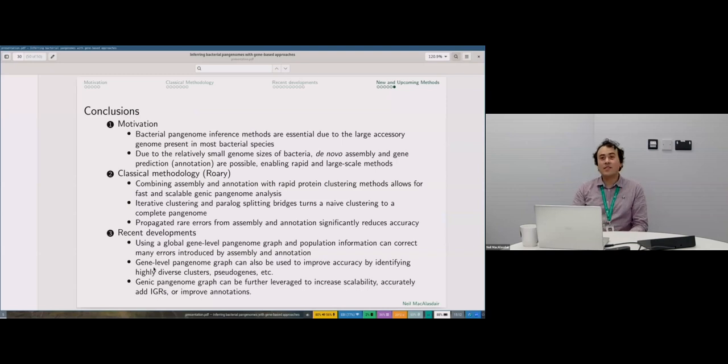Hopefully I've convinced you that pangenome inference methods are essential basically to analyze bacteria, and that we can do it in maybe a sneaky or computationally much cheaper way using gene annotation, de novo assembly, and these highly rapid protein clustering methods. These aren't entirely straightforward. We need to do some post-processing on the clusters, and in particular, we need to correct errors that arise from these very, very low frequency errors in the initial input, but when grouped together become extremely prevalent. Thanks so much.